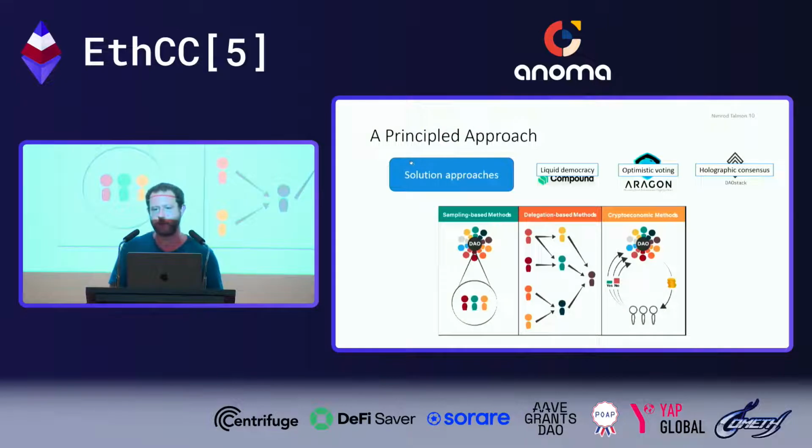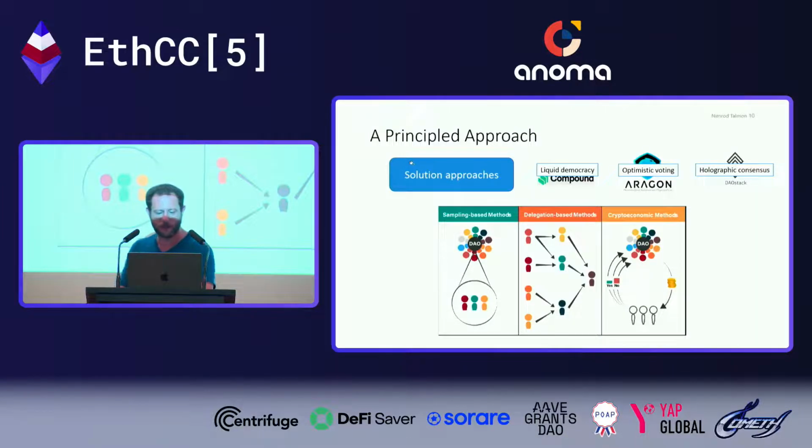Basically the idea of optimistic voting is that everything passes unless somebody objects, and then there is some nice economic game of who objects and how she or he objects. Holographic consensus, the general idea is to use some kind of prediction market to help the community understand which proposal should pass or not in a very, very vague way.